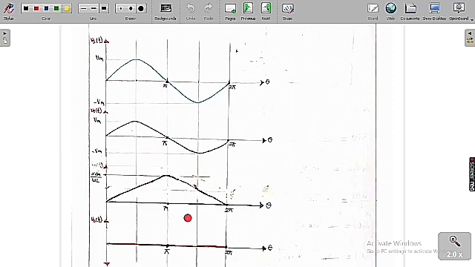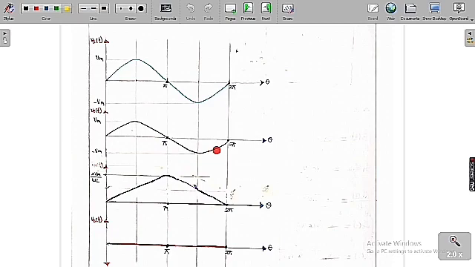So this is the thing that you need to analyze. You can see clearly that from 0 to pi, V naught is greater than 0 and I naught is greater than 0. So their product, the power, is also greater than 0. It indicates that the power is transferring from source to load.